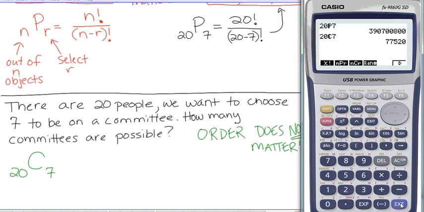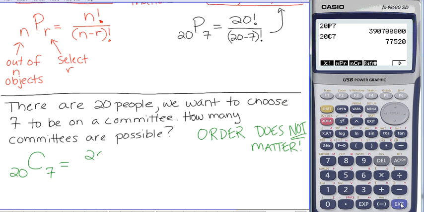Well, where did this answer come from? Just like I did with permutations, I would start with 20 factorial on top. I divided by the (20 minus 7) factorial on the bottom, just like I did, and that would give me so far the number of permutations. Now I have to get rid of all the repeats. Well, how many repeats are there? There are 7 factorial ways to arrange the 7 people on the committee, so I also have to divide by 7 factorial, and that's where this number comes from.